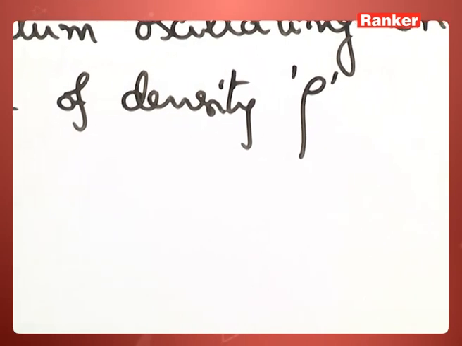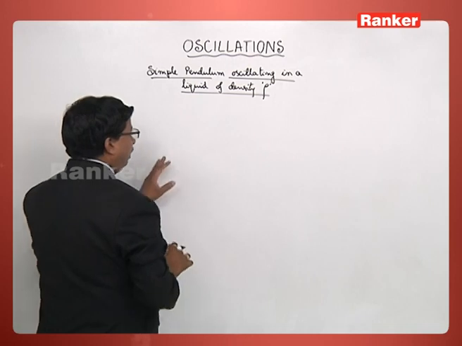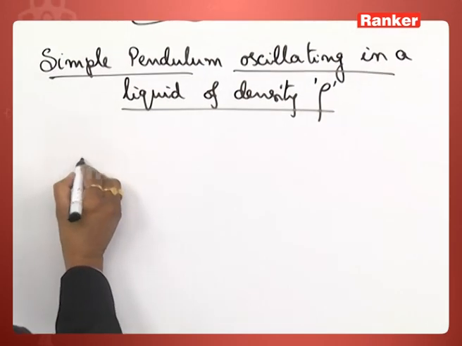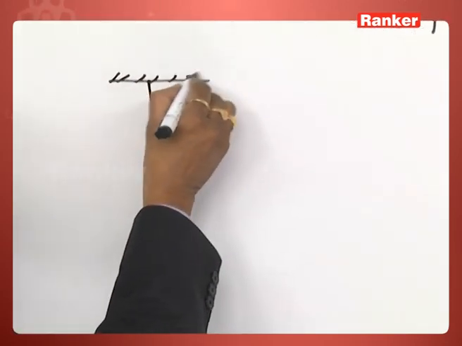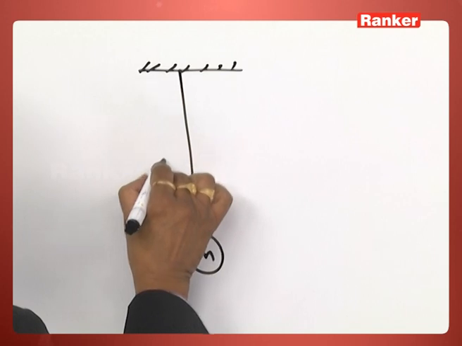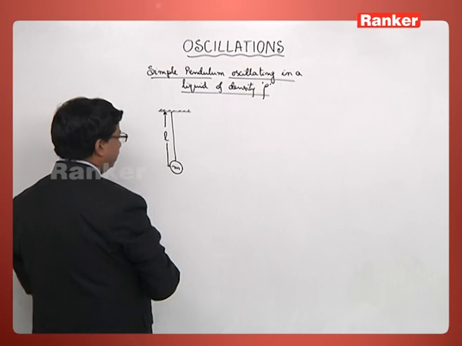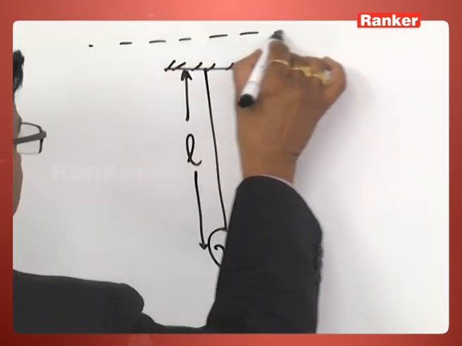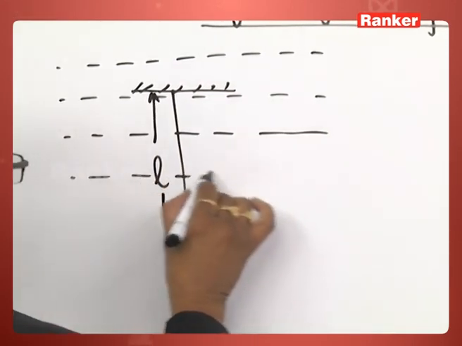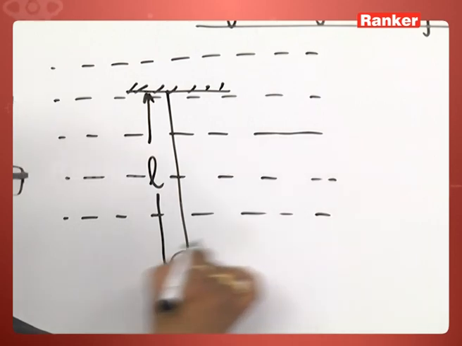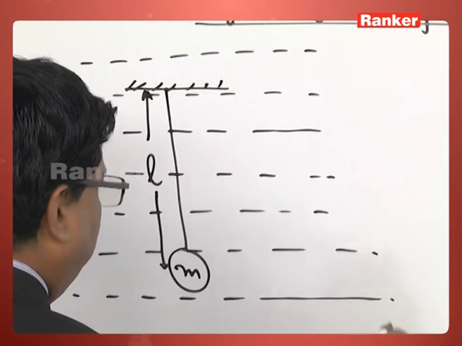That is the concept. A simple pendulum oscillating in a liquid of density rho. Let us just consider this is the case. This is the simple pendulum. Its mass is given as m and length is mentioned as L. Now this total pendulum is inside a liquid like this. The density of this liquid is provided to us, that is rho.